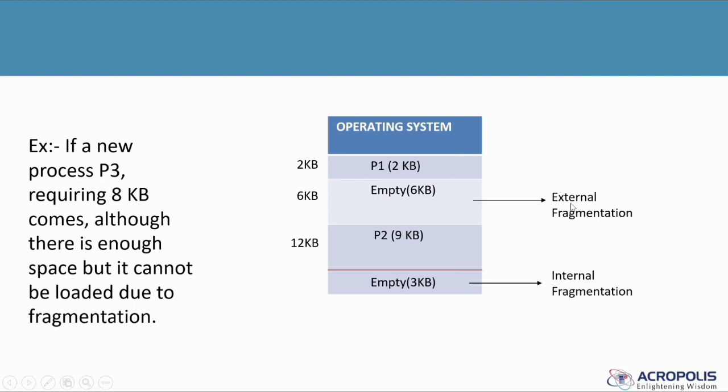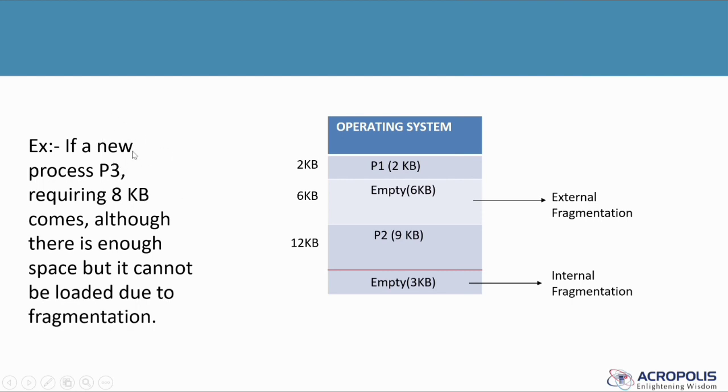And next, for example, there is one process which requires 9 kb, so we cannot allocate this 6 kb partition to that 9 kb process. It is not possible at all, so we have to allocate it to the 12 kb section, that is a larger partition. So okay, it's fine if we allocate it. Then what is the problem behind that?